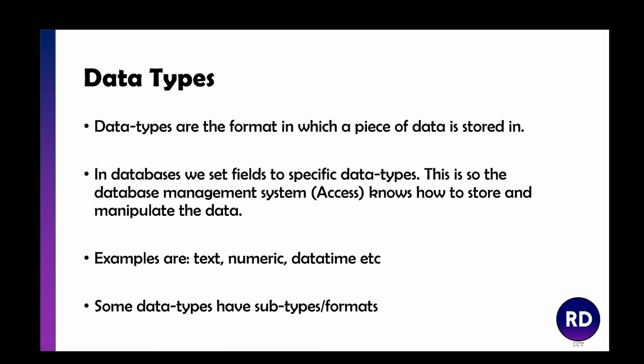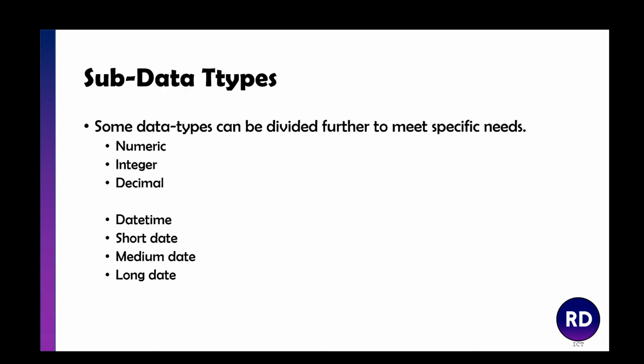Now, data types are the format in which a piece of data or a field is stored. So in databases, we set fields to a specific data type. This is known as database management systems, so Access, and they know how to store and manipulate the data. So for example, it won't try and add two words together because it thinks they're numbers. So you've got things like text, numeric, date time, and then some data types have more formats. So some data types can be divided further. Numbers can be an integer, a whole number, or a decimal. And a date time could be a short date, medium date, long date, a time. So they all get broken down into sub-data types.